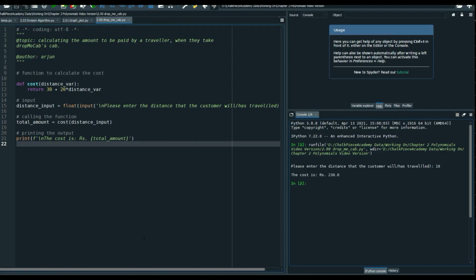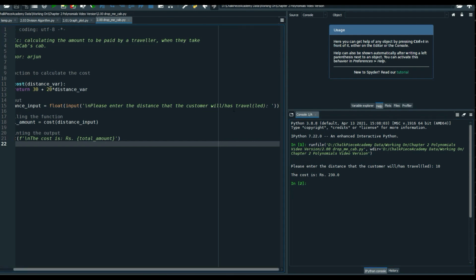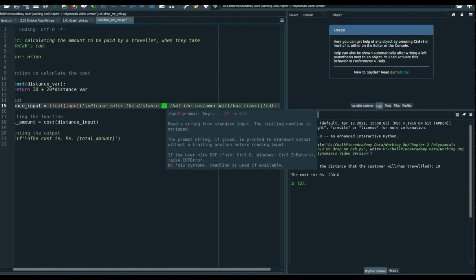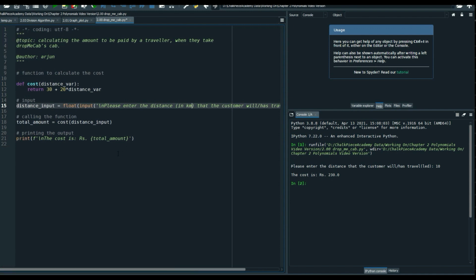The program works. But I would like to tweak it a bit. The customer will travel. Please enter the distance in kilometers. We have to mention kilometers. That's better. Okay, that will make more sense, is it not? Units are important. So we're looking at 10 kilometers, and the cost is rupees 230. Right? Quite simple. So we have done what is required.